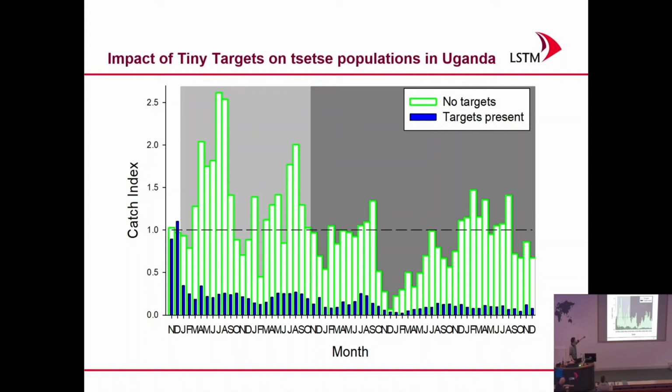The light grey is the targeting Tsetse project, and then the dark grey is when the Trapano project started in 2017. So we've got a sustained reduction of 80 to 90% in the Tsetse population in the intervention area across this time.